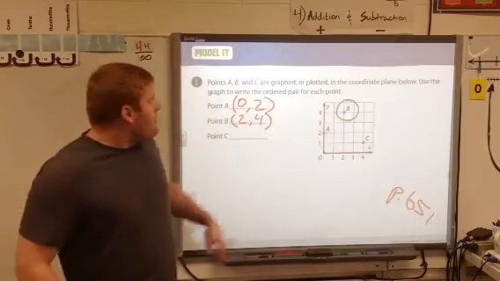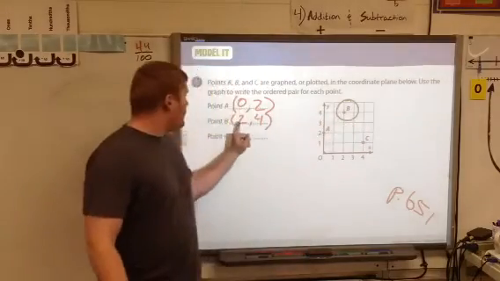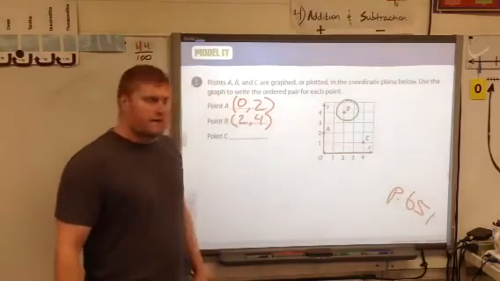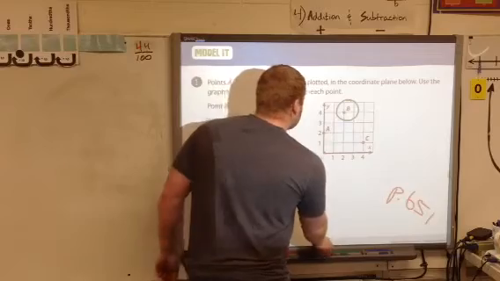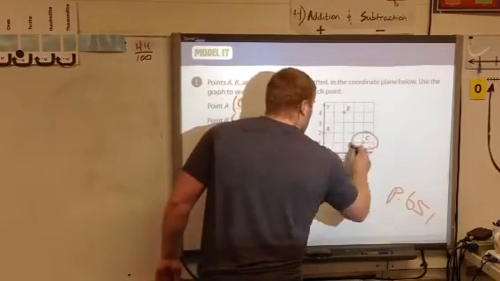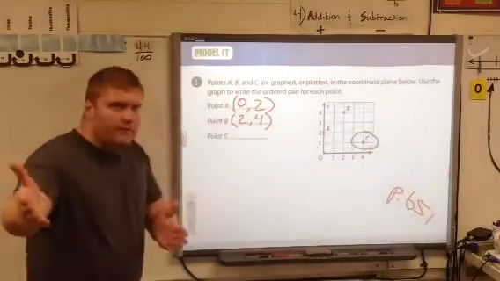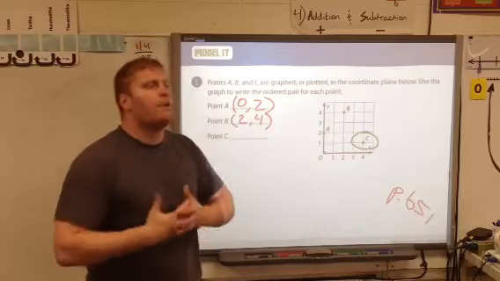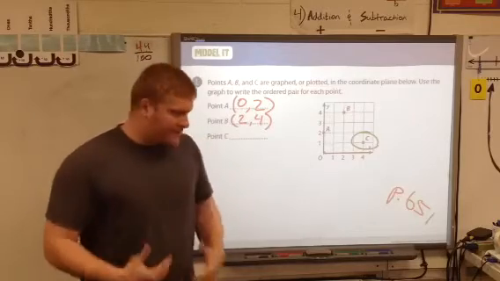The ordered pair for point B would be 2, 4. 2 on the x, 4 on the y. Easy enough. And our last one to practice today is going to be point C, right over here. And once again, what do I start with, people? Which one comes first? The x-coordinate. So I always start with the x-axis first.